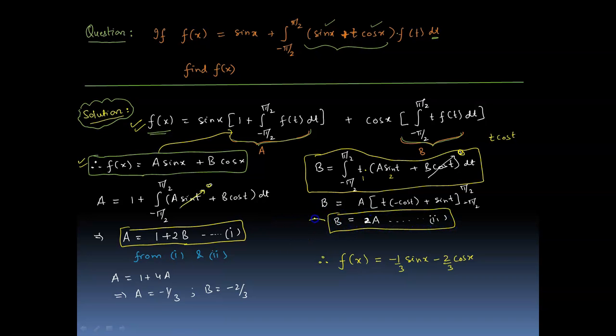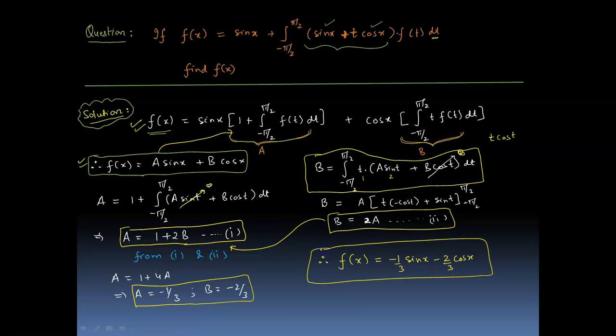Now if we put this value over here in the first, on solving we get a is equal to minus 1 by 3 and b is equal to minus 2 by 3. Therefore our function f(x) would be minus 1 by 3 sin x minus 2 by 3 cos x. So by calculating the value of constants a and b, we have found out what implicit function f(x) was. Thanks for watching this video.